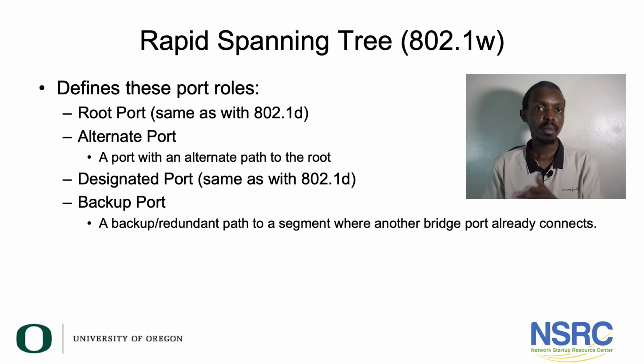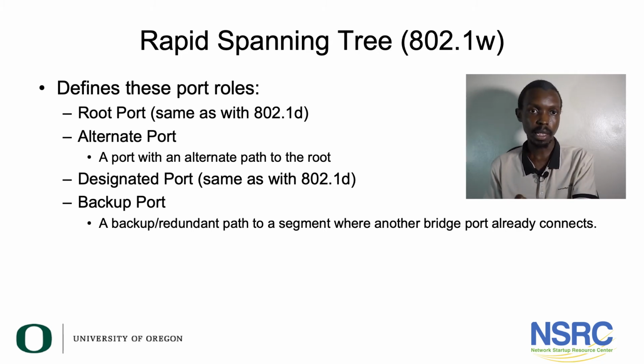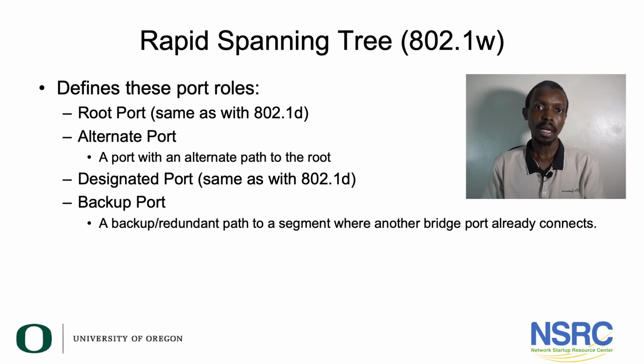The root port is the same as 802.1D, the traditional spanning tree. The alternate port is a port with an alternative path to the root. So each switch, each bridge, will pick the root port and a second one, an alternate port. Then for each segment, you have a designated port, which is the same as 802.1D. This is the port that forwards traffic on behalf of that segment. And then you have a backup port, which will be a redundant path for that segment. For each segment, you pick one as the designated and the other one as the backup.